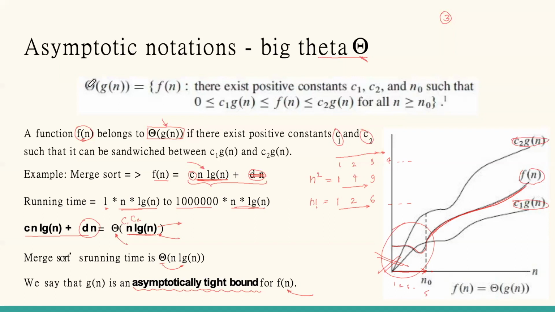So formally, we say that the running time of an algorithm is big theta of g(n) if for our input function f(n), there exist positive constants c1 and c2, and also some constant n naught, such that when n is greater than or equal to n naught, our running time can be sandwiched between c1 times this big theta function g(n) and c2 times the same big theta function.